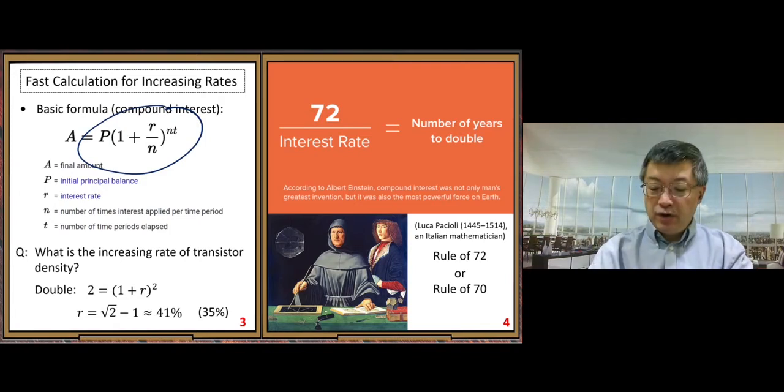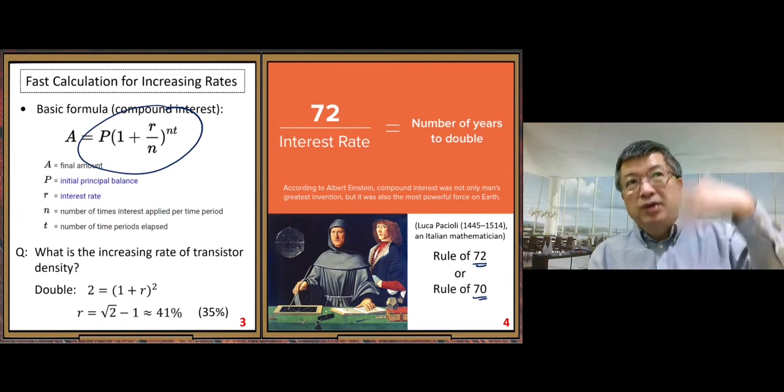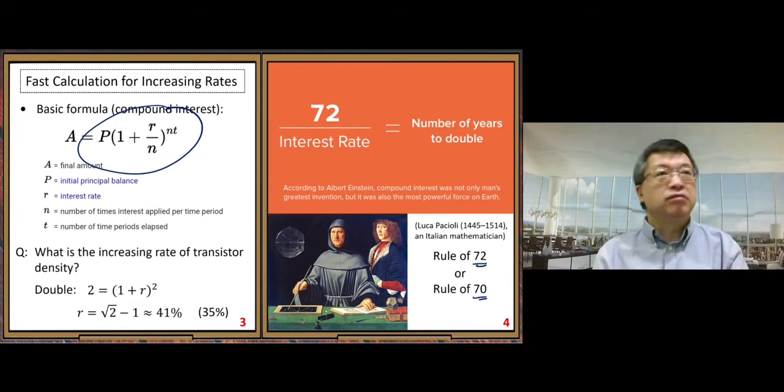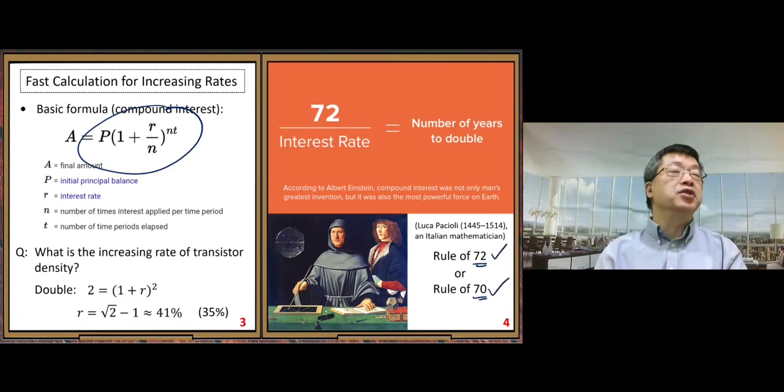Why are there two different versions, a 72 version and a 70 version? The reason is very simple. The reason we use this number for approximation is that we want to get a convenient answer. Sometimes 72 gives us a convenient answer. Sometimes 70 gives us a convenient answer. It depends on your interest rate.